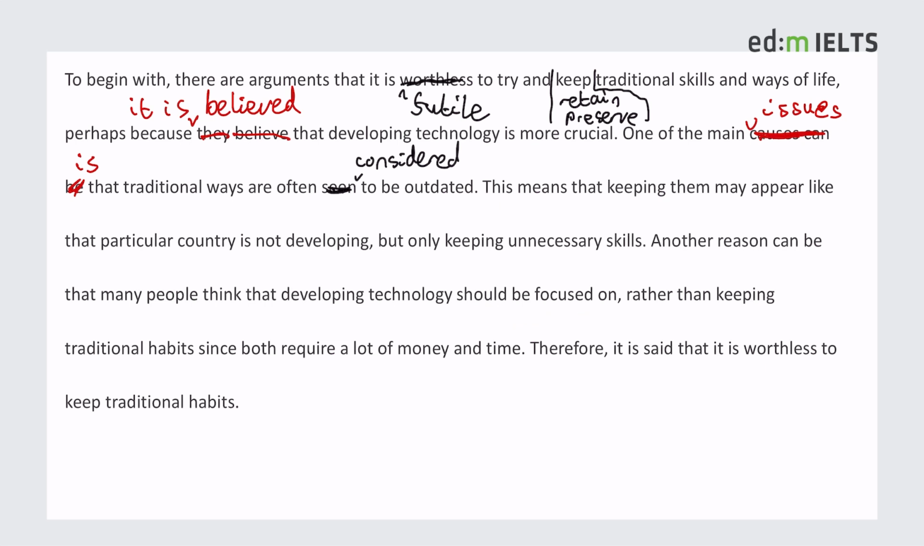Should be focused on is grammatically quite nice, because it's understanding that you move the preposition to the end and it's using passive. It might be a bit smoother to write should be our focus, or our main focus, our main priority. But because the grammar's so nice, I'm not going to worry too much about that. And again, not really keeping, but going to use nominalization, the of, quite academic style, the preservation of traditional habits, since both require a lot of money and time. A lot of is quite informal, since these are uncountable nouns, a great deal of.